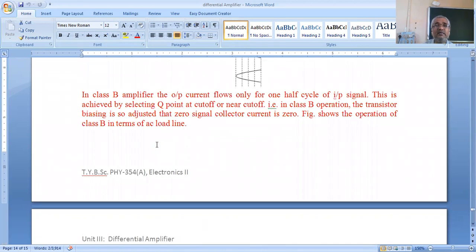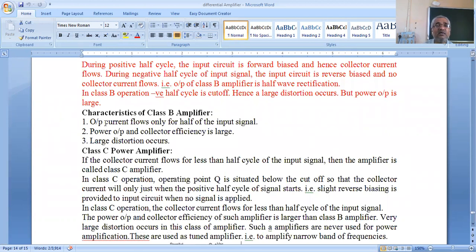So the important point to be noted here, the characteristic output current flows only for half of the input signal. म्हणजे आउटपुट करंट जे क्लास बी ऑपरेशन मध्ये, तर इट ओनली flows for half of the input signal, आणि power output and collector efficiency is large as compared to the class A amplifier. But there is one disadvantage related with this, and it has a large distortion. कारण समजा आपण सिंगल ट्रान्झिस्टर यूज केला तर तो फक्त हाफ सायकल एम्प्लिफाय करतोय आणि नेक्स्ट हाफ सायकल इज कट ऑफ, देअरफॉर आउटपुट विल बी व्हेरी डिस्टॉर्टेड.